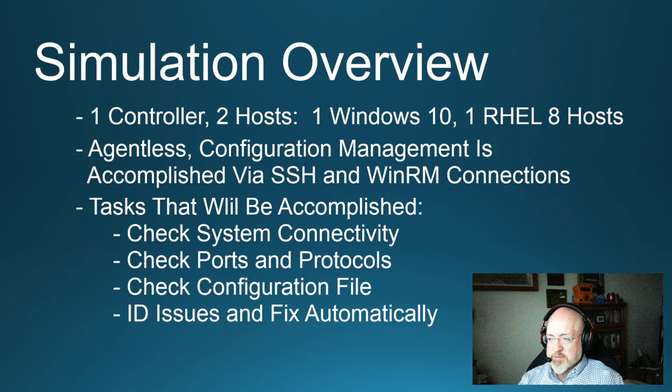And configuration management is accomplished using SSH over port 22 and WinRM via port 5986. WinRM is for the Windows host, and the port 22 SSH is for any kind of Linux host out there as well. We can connect to different systems via different services as well. If we need a console or anything like that, that can also be done through Ansible as well. So a lot of versatility here with Ansible.